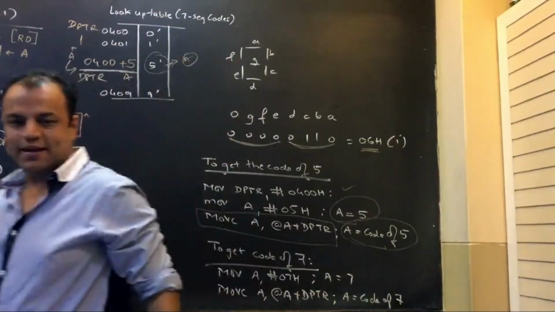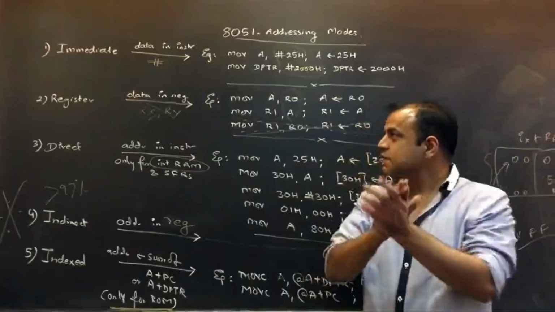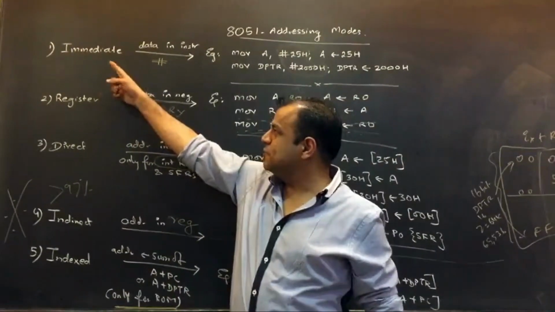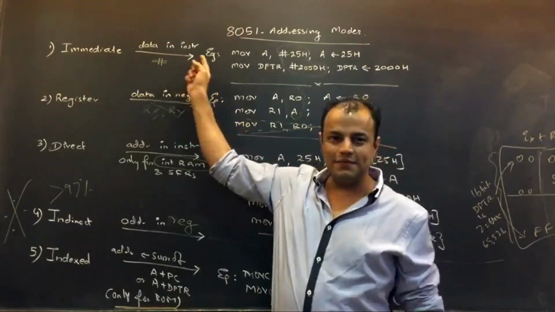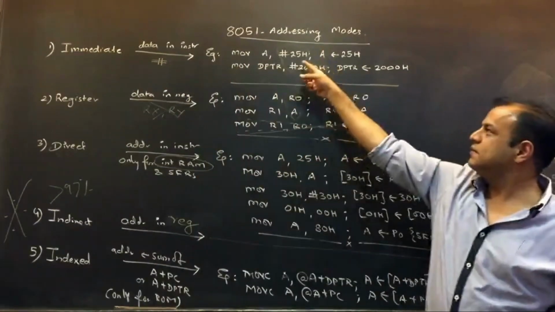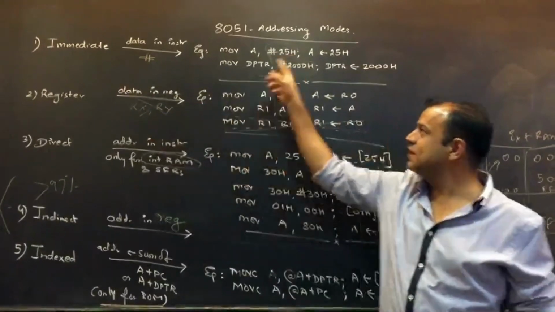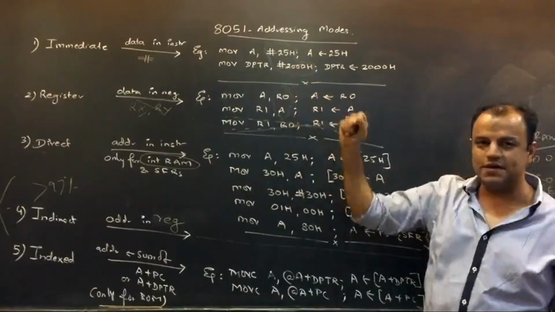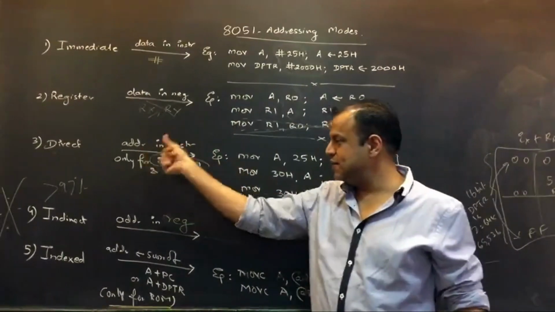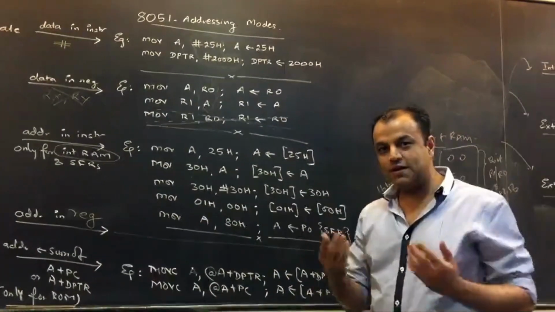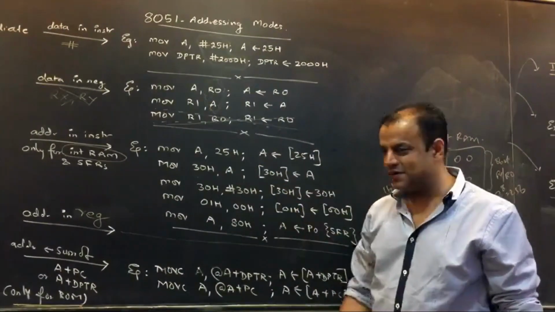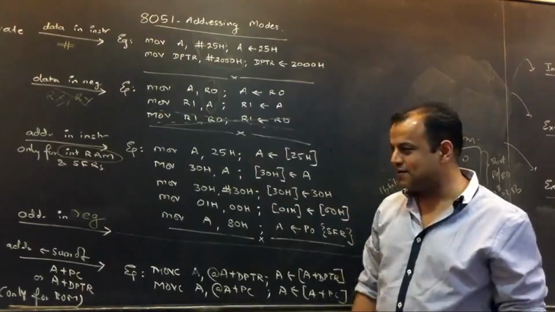So let's take a quick recap of all the addressing modes. First one, immediate addressing mode: data given in the instruction. Example, MOV A, #25. Next one, register addressing mode. Instead of giving the data in the instruction, we give the data using a register. Next one, direct addressing mode. We are not giving the data, we are giving its address. So the address is given in the instruction, and it applies only to internal RAM.